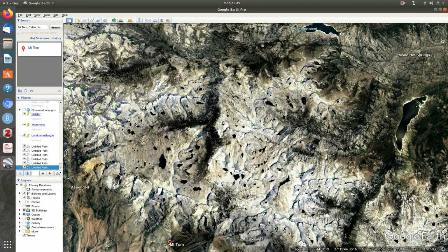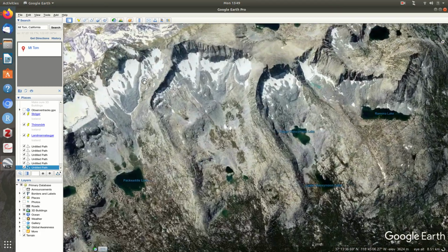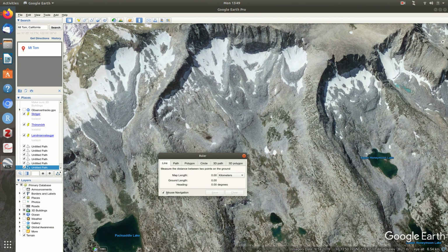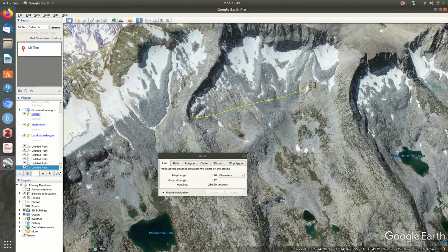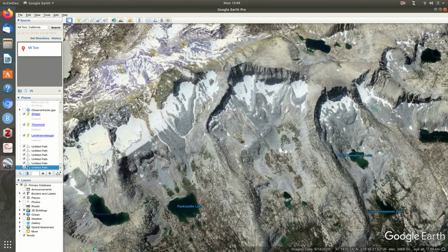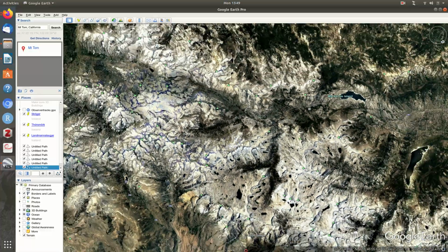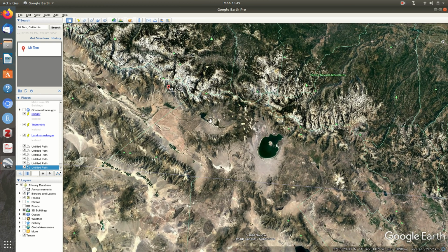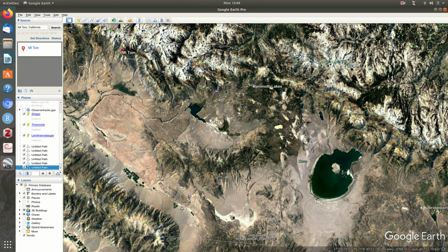I think that's pretty much it. I'll just show you really quick how to do the measurement tool. Here we go. And that's how you measure something. If you want it in kilometers or miles, not inches. Okay. I think everybody's going to be good to go on this one. I don't think we'll have any trouble.